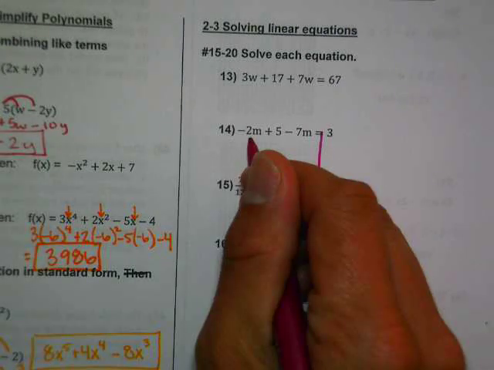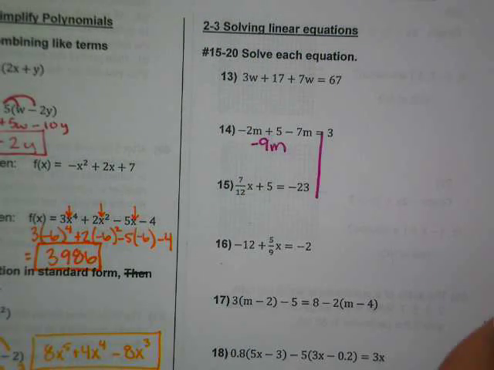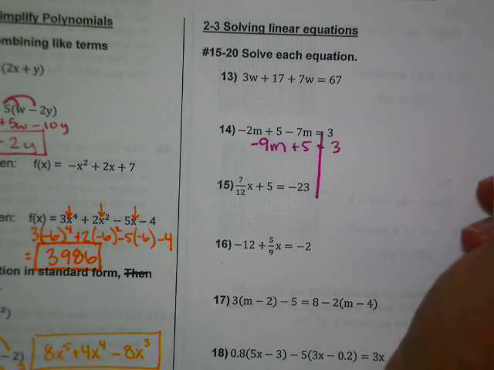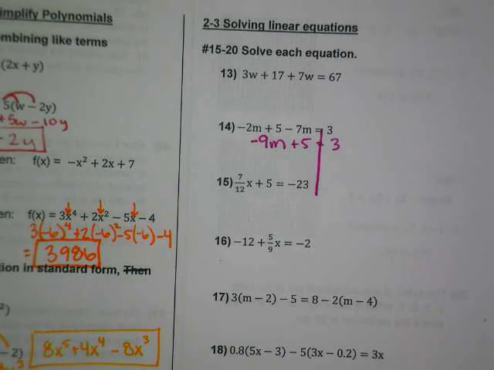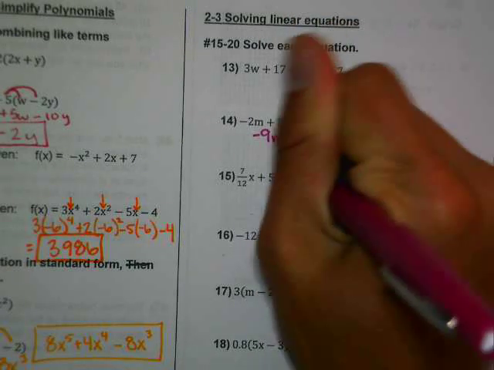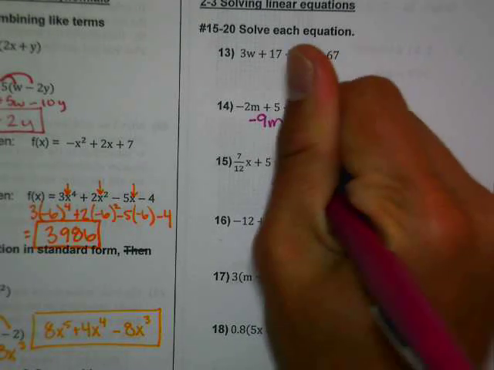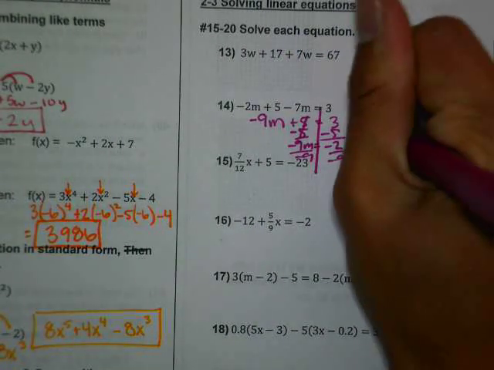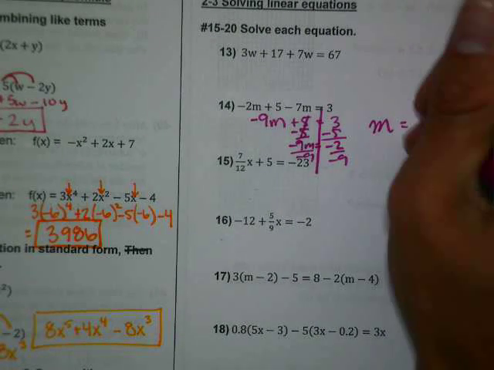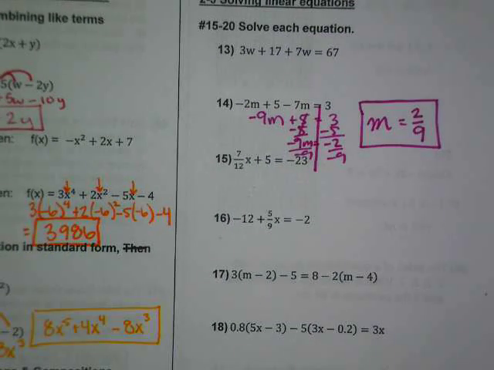So negative 2m minus 7m, you can just combine that and you get negative 9m plus 5 equals 3. And now it becomes a regular 2-step problem. Minus 5. And then divide by negative 9. And that reduces to 2 over 9. Double negative turns positive.